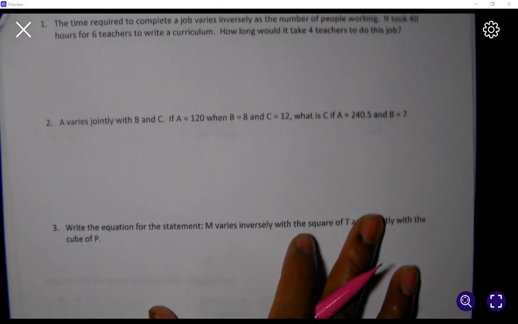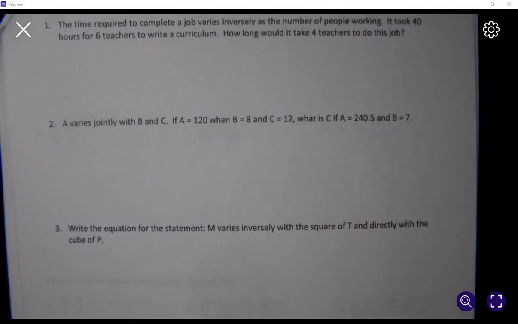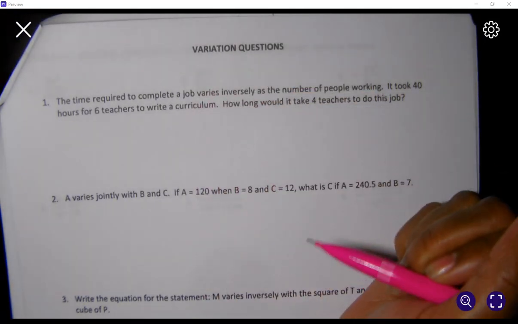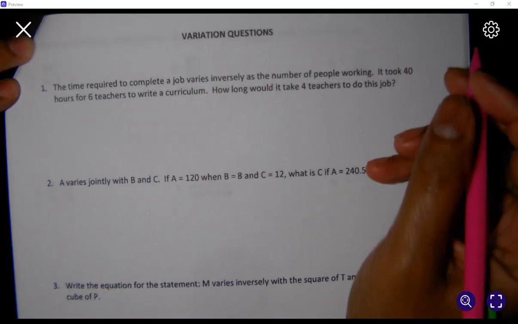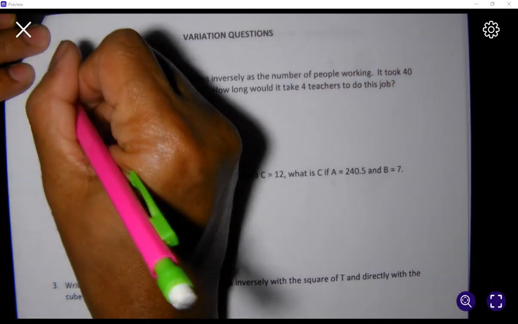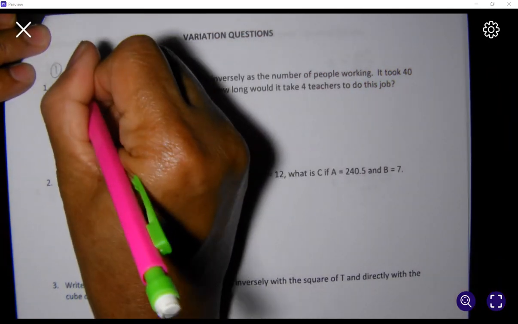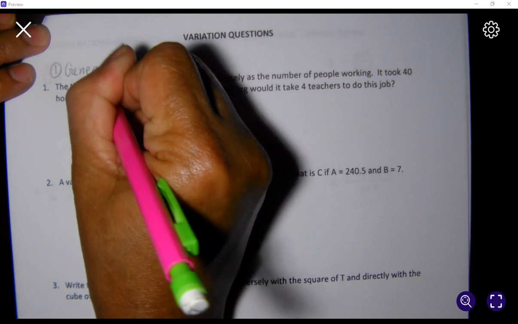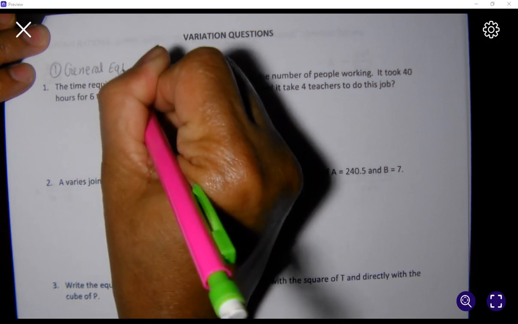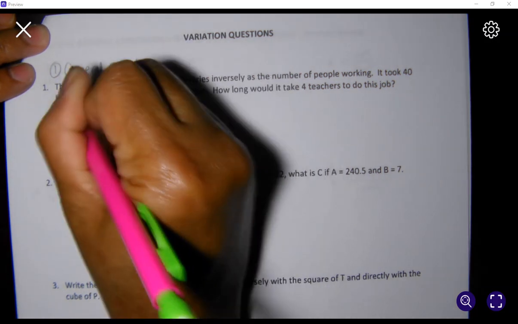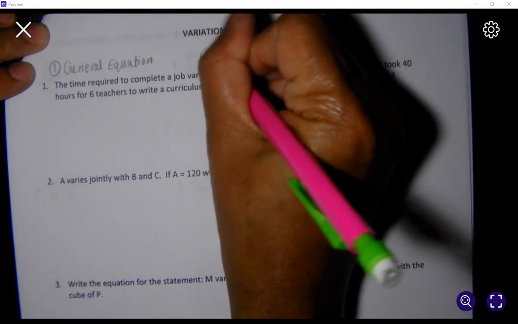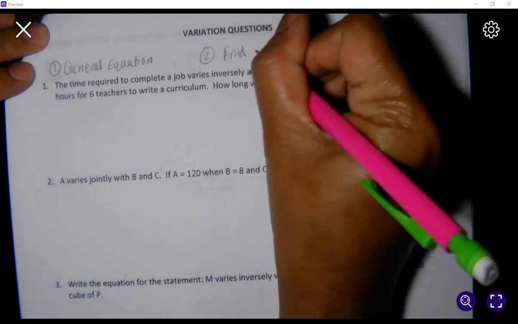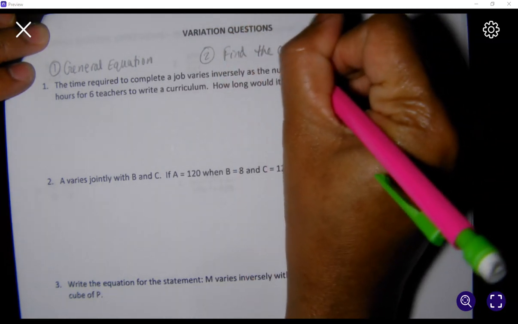All right, class. So here is your last set of variation questions. So basically our word problems, and generally we have those three steps that we follow for our variation problems. The first step is to find the general equation, like just reading the description and finding an equation for that. The second step is always to find the constant, k.